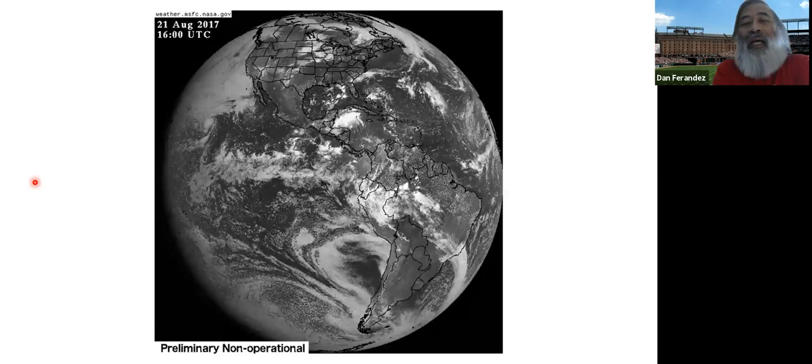I grabbed this series of satellite images. I grabbed these in real time, and as you can see, it's preliminary, non-operational.